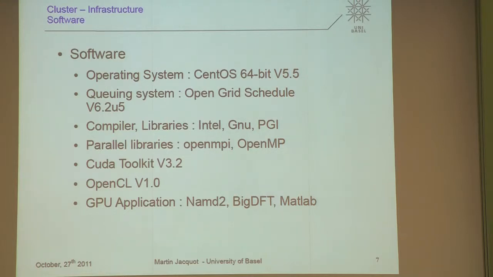For the compiler, we use principally Intel and GNU, and for one software, we need the PGI compiler. For libraries, we principally use OpenMP and OpenMPI. And then for CUDA, or for the graphic cards, we use the CUDA toolkit, at this time version 3.2. And for OpenCL, we are at version 1.0.